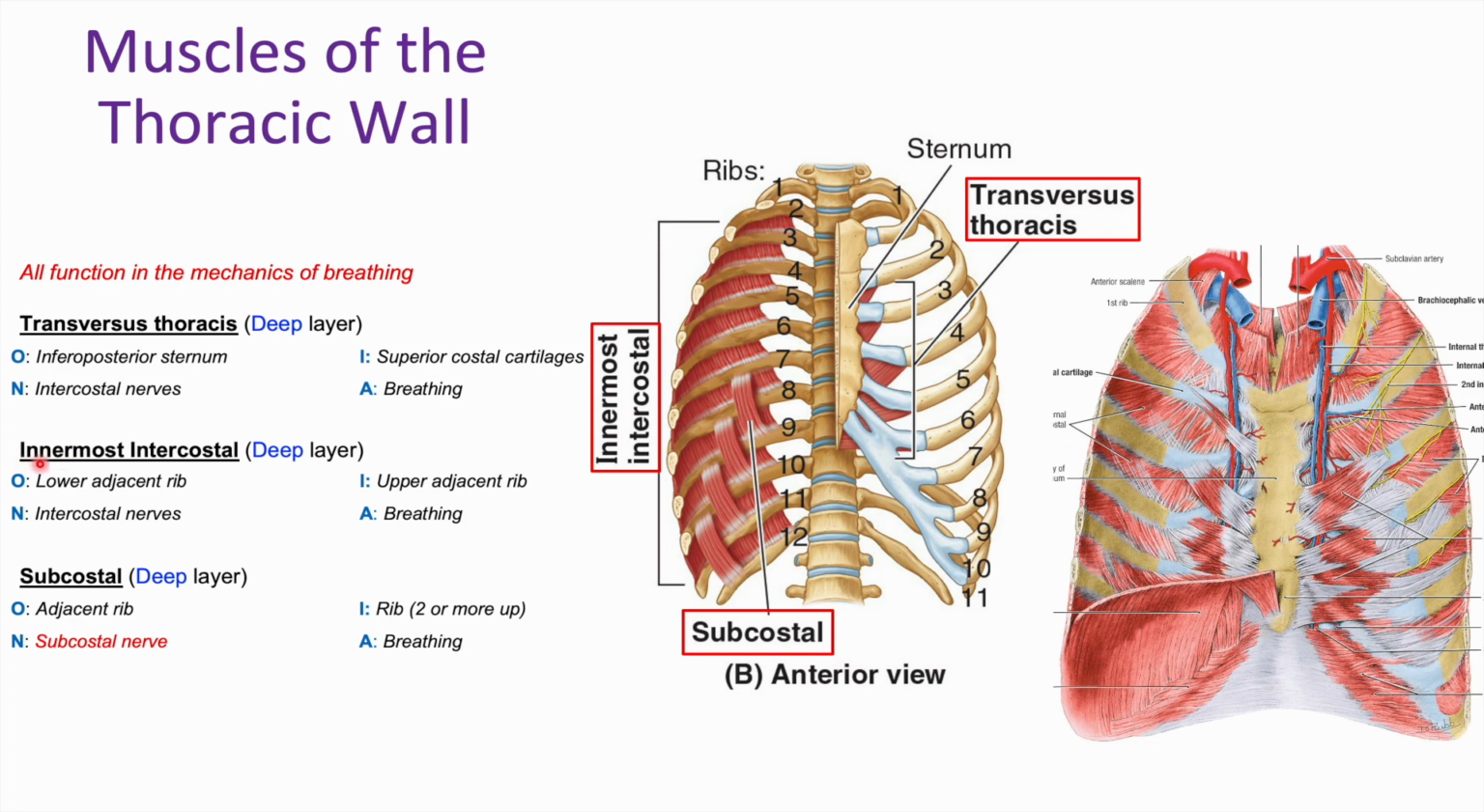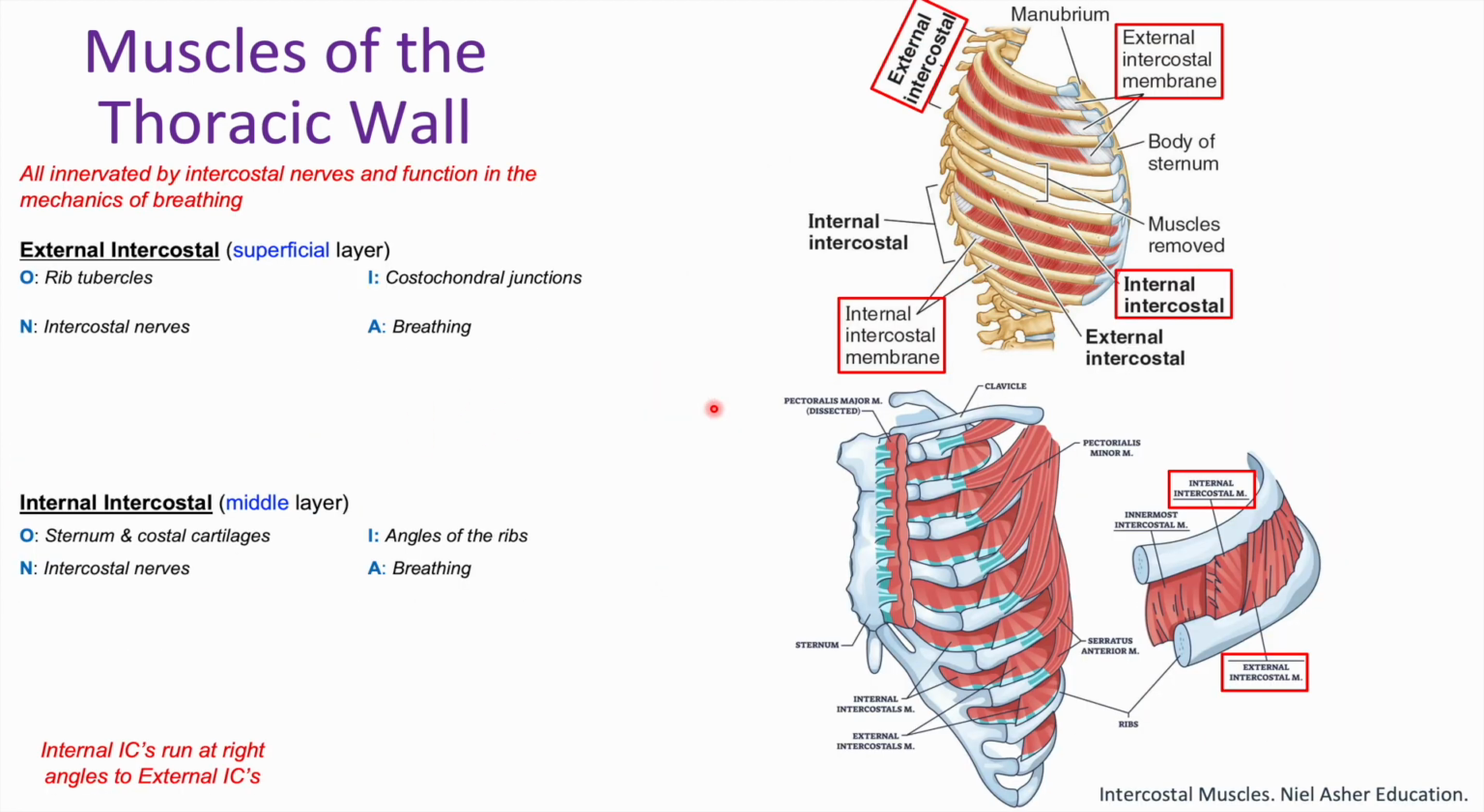Next, we also have our innermost intercostal muscles, which we can go back to a previous slide. That's going to be this one. So we have external, internal, innermost, and they're all intercostal because they just go between the costals.